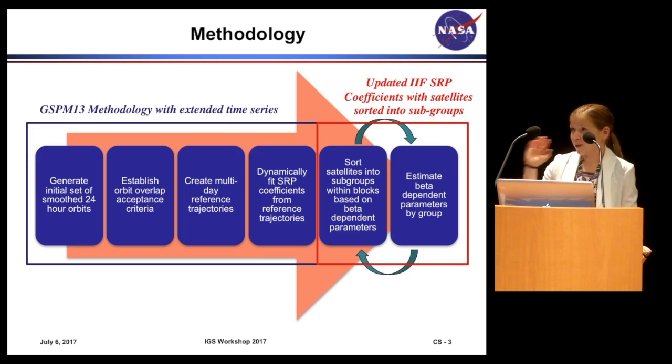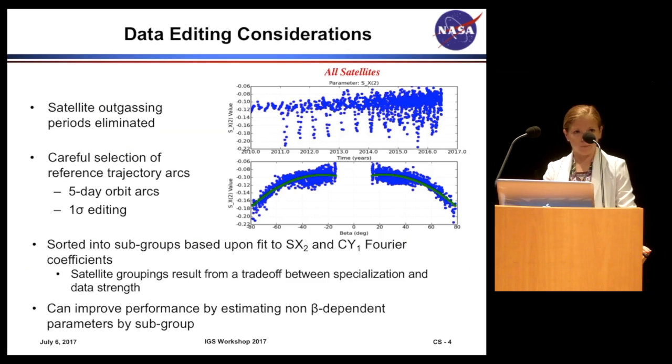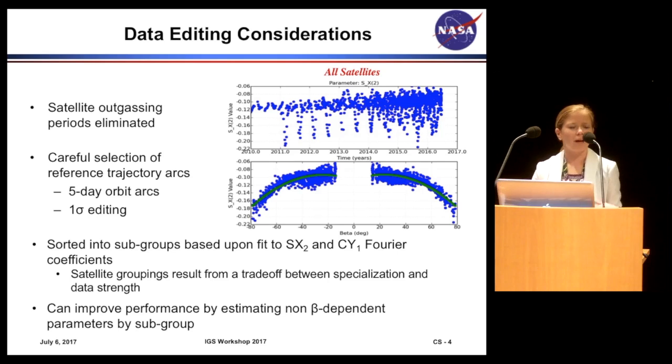There's quite a bit of data editing that goes into this, because getting a good base data set to estimate the coefficients is really the most important part of developing the model. So we eliminate periods when the satellites are outgassing, and we do a lot of editing on the reference trajectory arcs. For the 2F model, we used 5-day orbit arcs, particularly for the later launch satellites, to ensure that we have enough data going into the model.